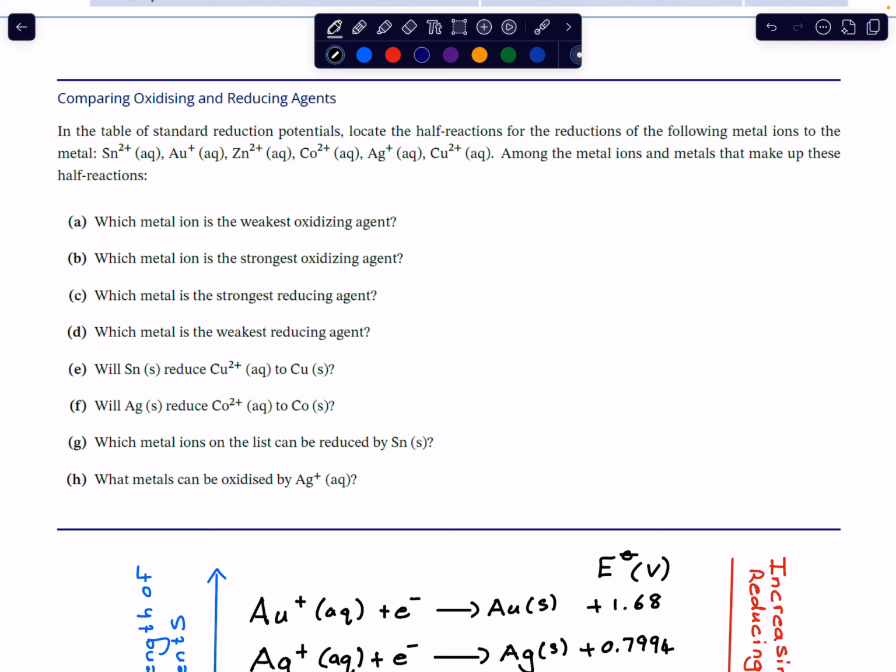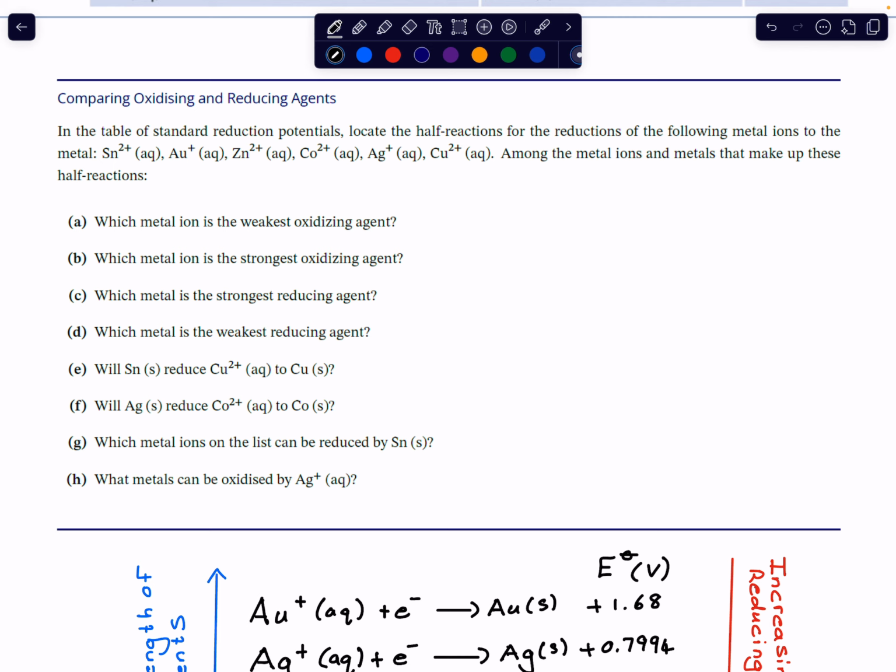So of course, the metal ions can be oxidizing agents because the metal ions can undergo reduction, right? So the metal ions can undergo reduction because they can accept electrons. The metals, right, the metal form, once they have a zero charge, can undergo oxidation. So those, of course, can be reducing agents, right?